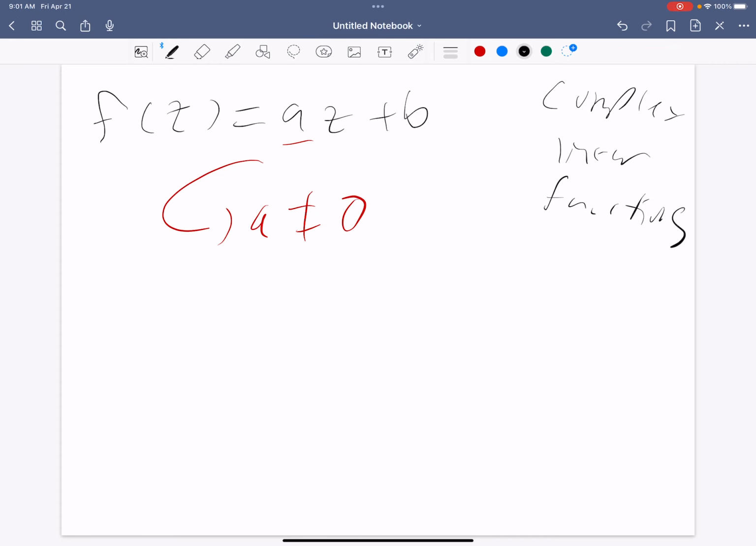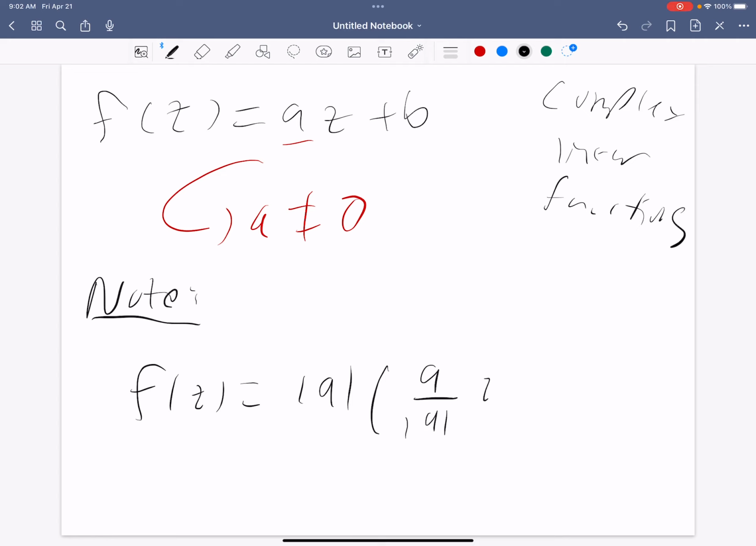So note something about this. If I factor out my A, and I factor out its modulus, I can rewrite my function as follows: modulus of A, times A divided by its modulus, times Z, plus B. All right, now at first glance, you might look at that and go, yeah, sure, you could do that, but okay. Well, note something.